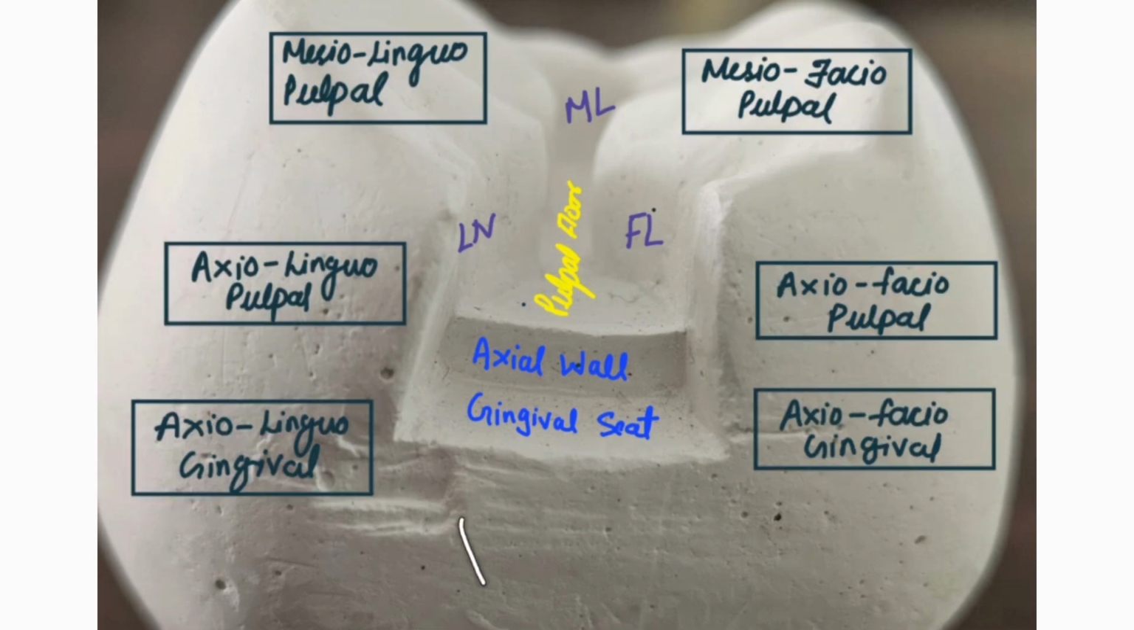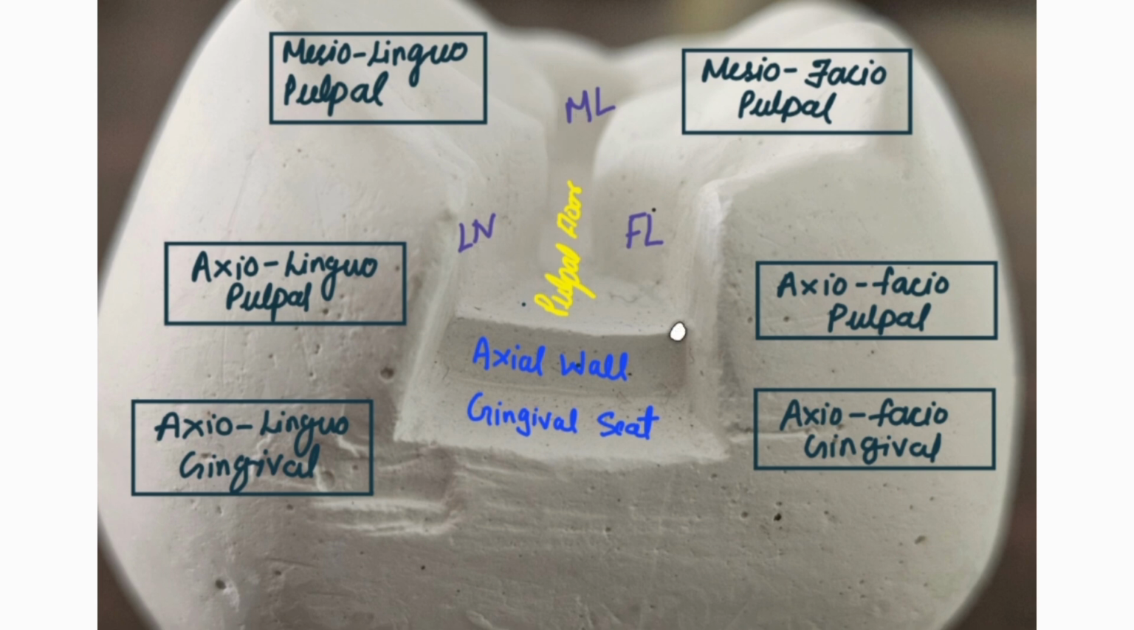Now let's talk about point angles in your class 2 cavity, and there are a total of 6 point angles. As we see a point here, this point is formed by your mesial wall, facial wall and pulpal floor. Hence the name mesio-facio-pulpal point angle. Similarly, on the opposite side, a point is formed by your mesial wall, pulpal floor and lingual wall, and this point angle is your mesio-linguo-pulpal point angle.